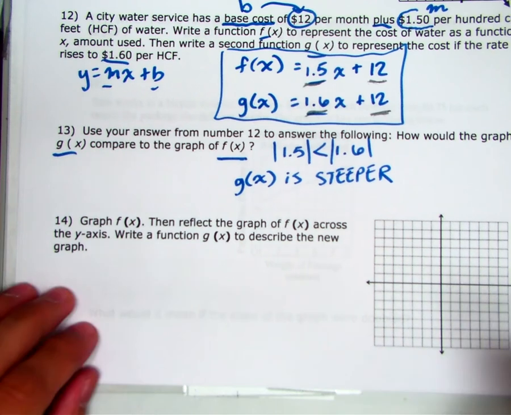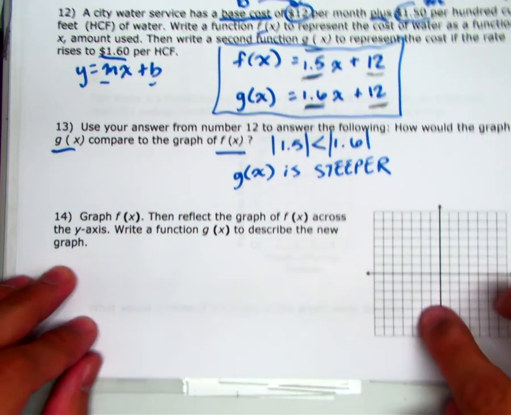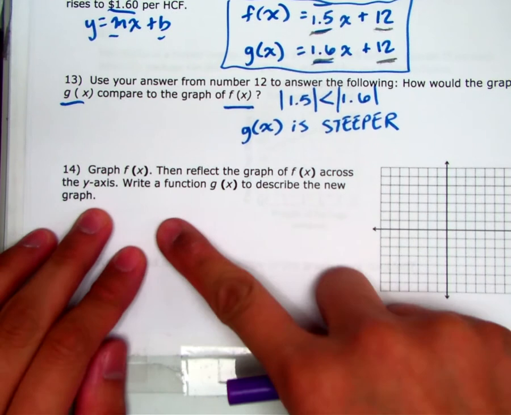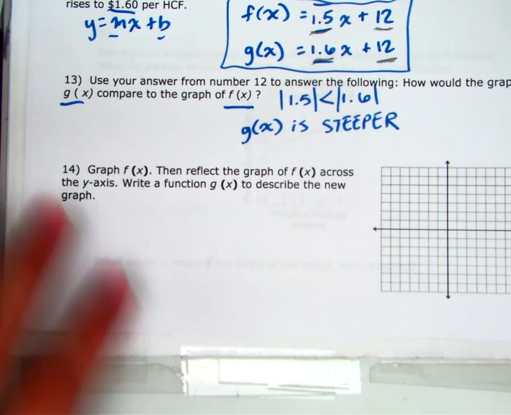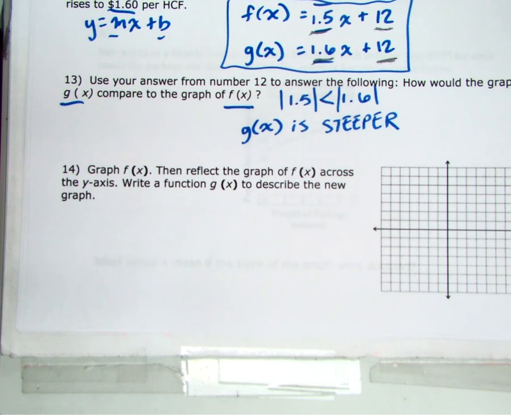Right, let's move on to number 14. Number 14 actually says graph f of x, then reflect the graph f of x across the y-axis. So let's just do this one step at a time. Let's graph f of x so that we can see it a little better.